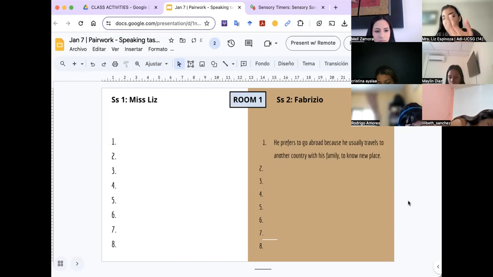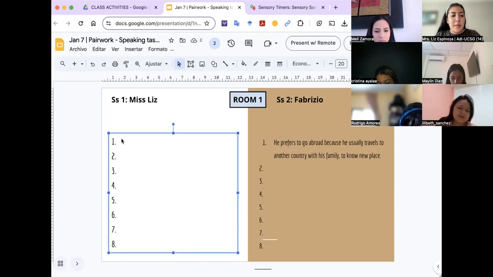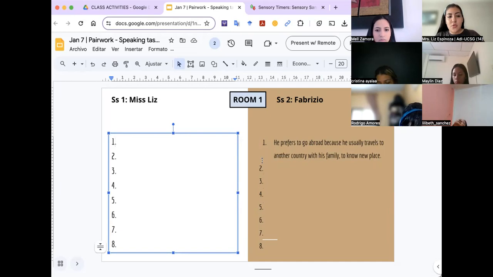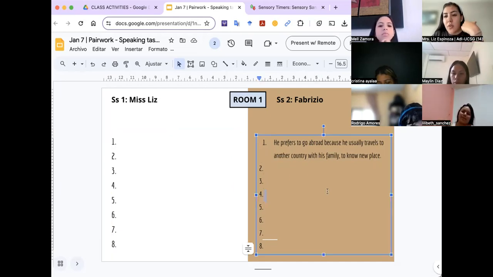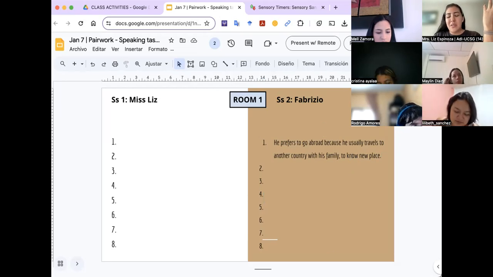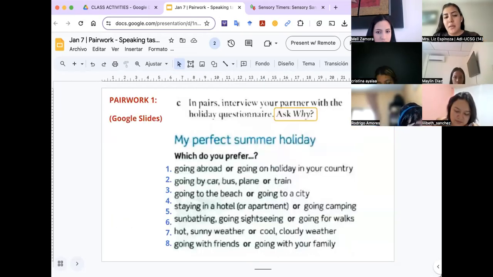So now Fabricio asked me, so Fabricio has to write, Miss Liz, or she prefers. Am I going to write my own answers? No, that's why it's pair work. Be careful about writing your own answers. The purpose of this is that you speak in English and you write in English, okay? So if maybe you have never traveled abroad and you don't really know which one you prefer, invent that you prefer going abroad. I don't care, right? Invent, okay?